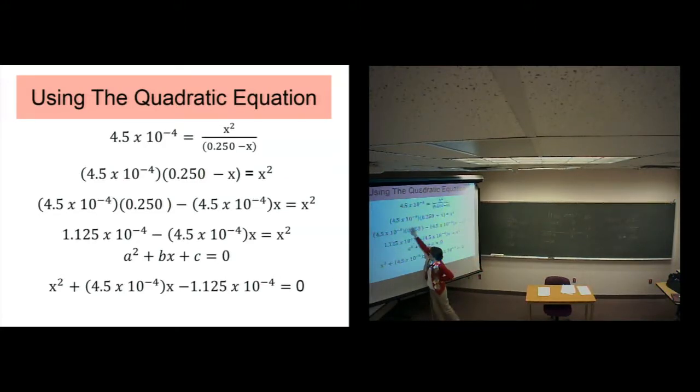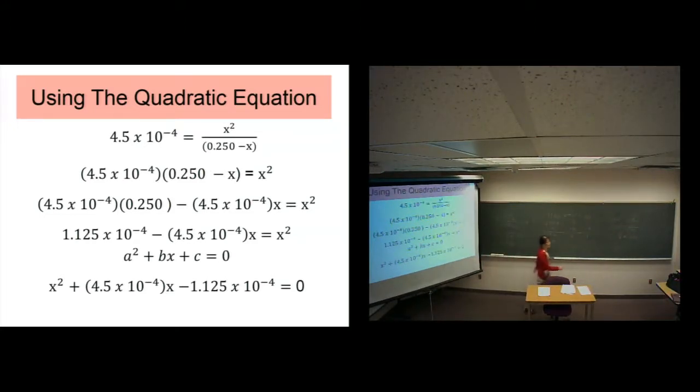Now then, when you multiply these numbers together, you get 1.125 times 10 to the minus 4 minus this times x equals x squared. Now remember, you have to arrange it in this format. Oops, typo, it's supposed to be ax squared. Sorry about that. Ax squared plus bx plus c equals 0. So I need to arrange it in that format, because what I want to see is what the a, b, c values are going to be. Okay, so there should be an x right there. So ax squared plus bx plus c.